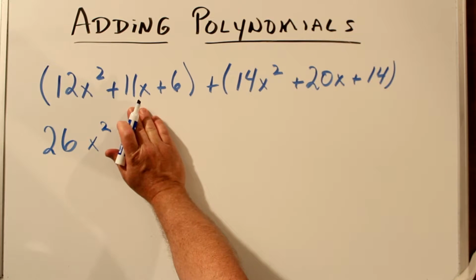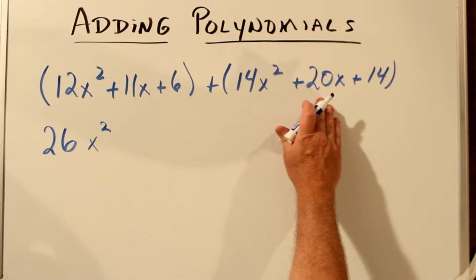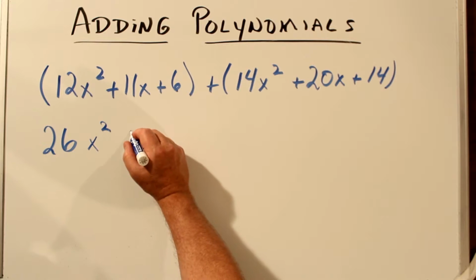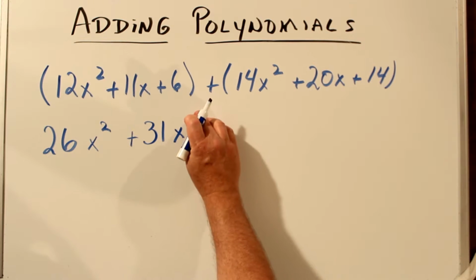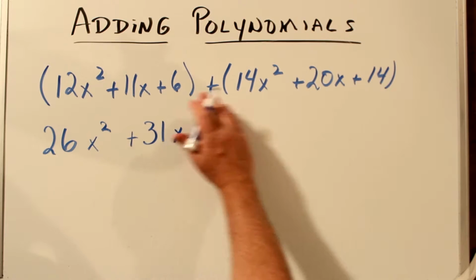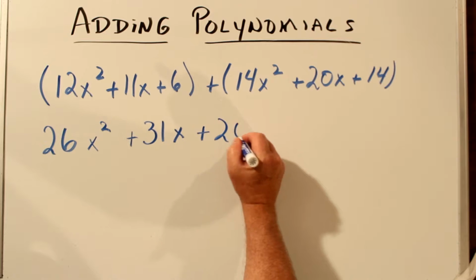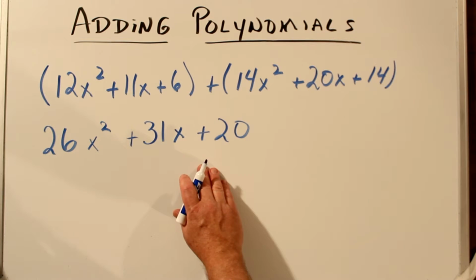Here there's an x to the 1 term, or x, 11x, and 20x. These can be added together, and we add them together by adding the coefficients. 11 and 20 is 31, and keep the exponent the same, x to the 1. Here we have a constant term 6 and a constant term 14, and we simply add those together, 20. So our answer is 26x squared plus 31x plus 20.